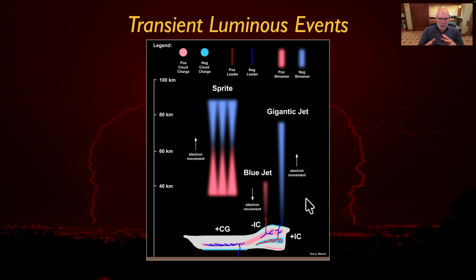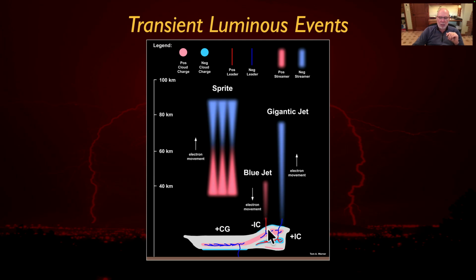The gigantic jets themselves can appear as blue and red, and that's due to the emission of nitrogen, excitation and emissions from nitrogen in the blue and red spectrum. So I'm not trying to depict what they look like in this chart. I'm simply trying to show polarity of development, in this case a negative streamer.